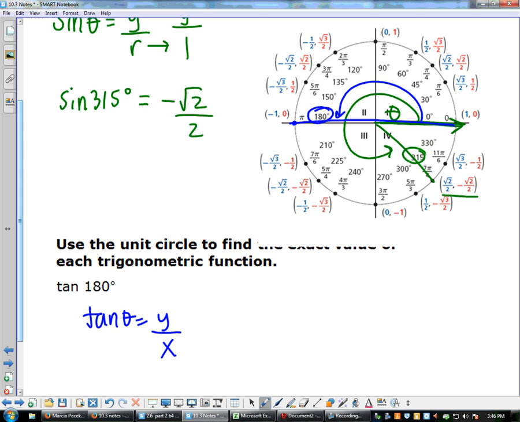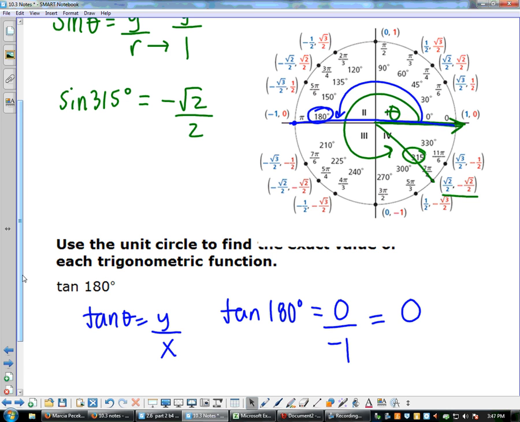So my ordered pair is 0, negative 1. Oh, negative 1, 0. So the tangent of 180 degrees will be the y coordinate divided by the x coordinate. 0 on top, so 0 divided by negative 1. The tangent of 180 degrees will be 0.